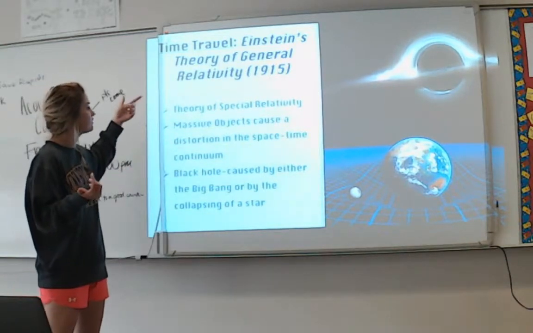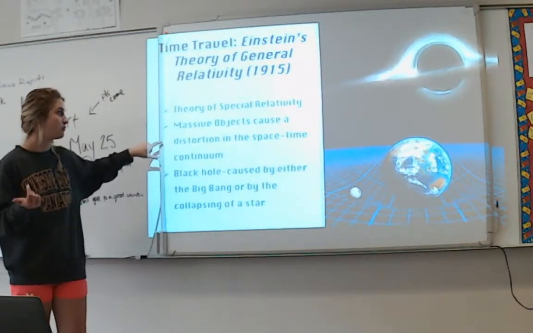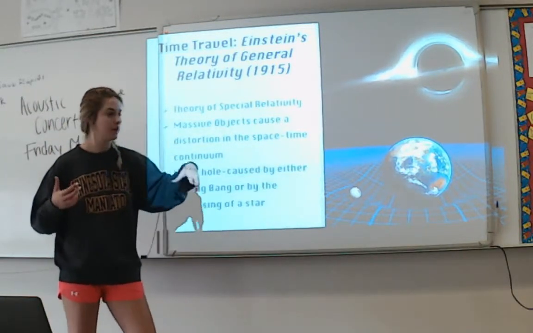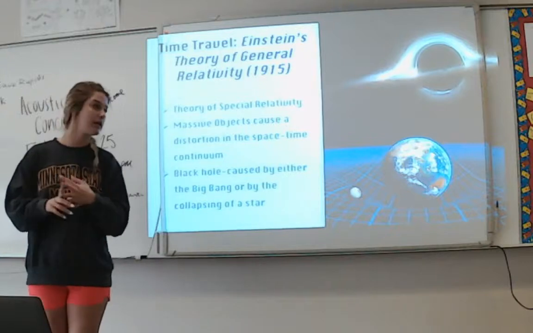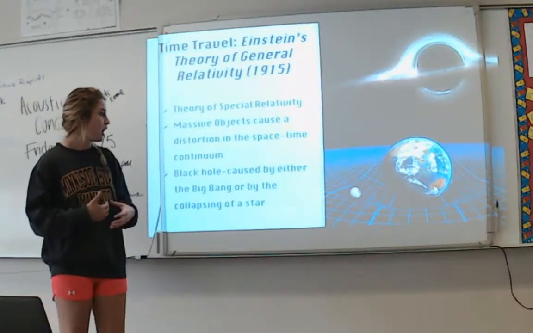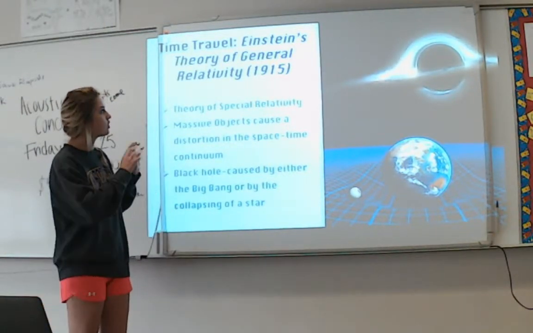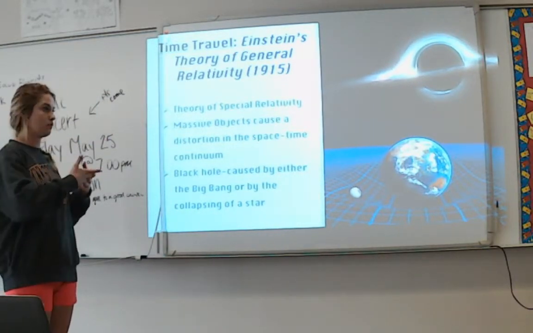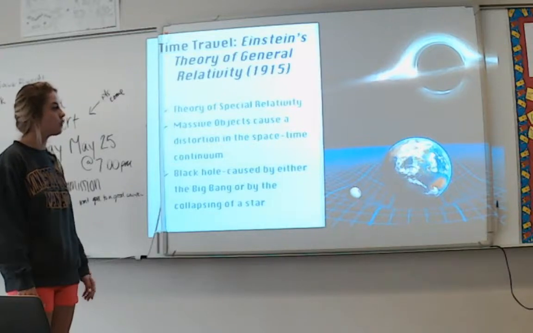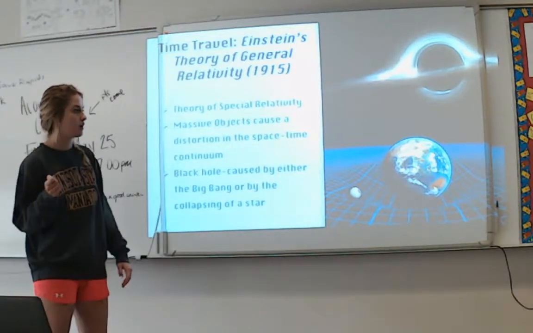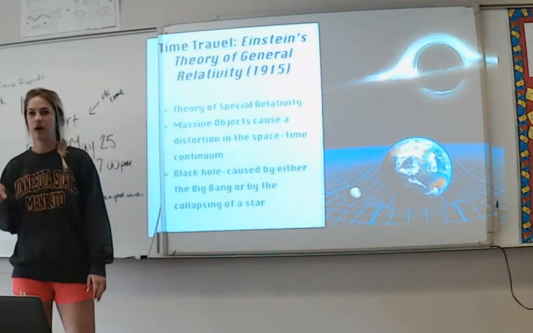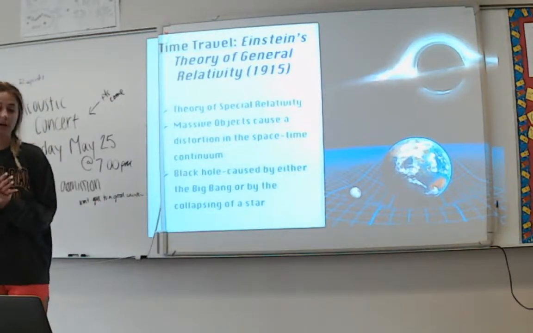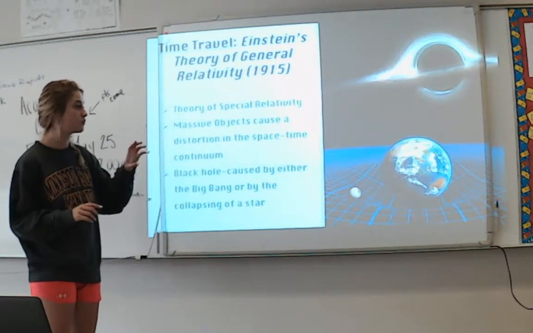But with the theory of general relativity, he proved that massive objects cause a distortion in the space-time continuum. You can see it here. When he means massive objects, he means stars or planets or other things out in space. What made it so mind-blowing and important was that before this, they had always taken gravity as a force, where Einstein took it as a linear factor, which is why he could come up with this grid system.